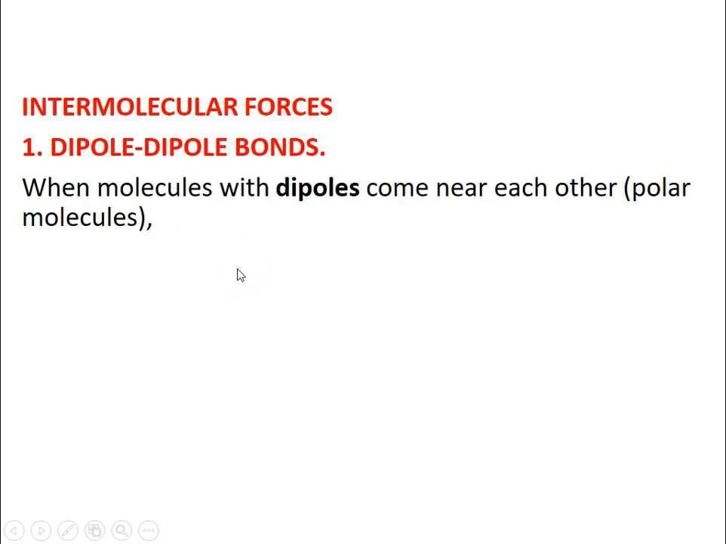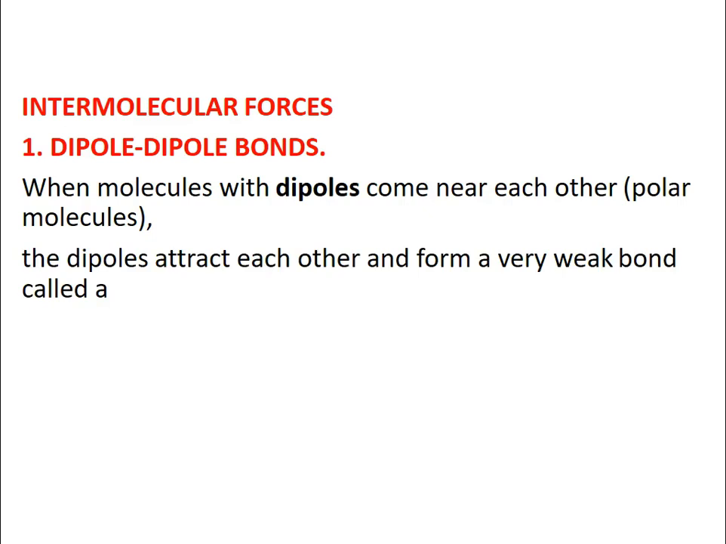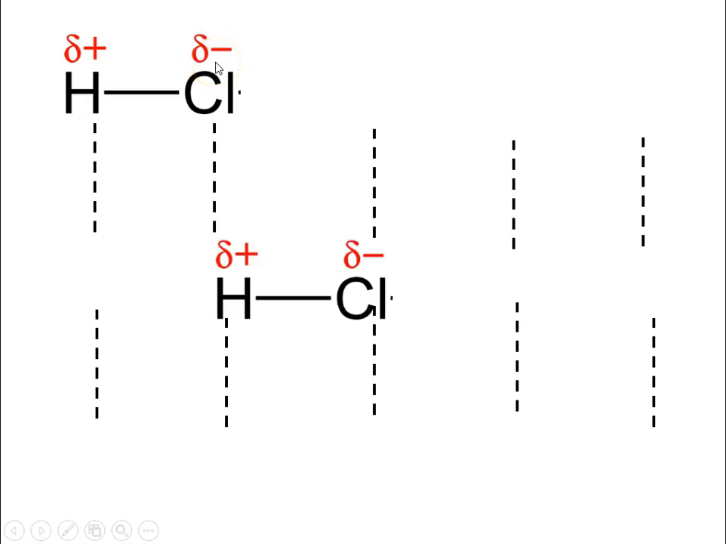So when molecules with dipoles come near each other, the dipoles attract each other and form a very weak bond called a dipole-dipole bond. So as we know, negative charge is attracted to a positive charge. So this is one molecule and it's attracted to another molecule. It's a very weak attraction, so rather than drawing a solid line, that's to show this covalent bond, this hydrogen is very strongly bound to the chlorine with a covalent bond, rather than showing a solid line, we do a dotted line for our dipole bond.